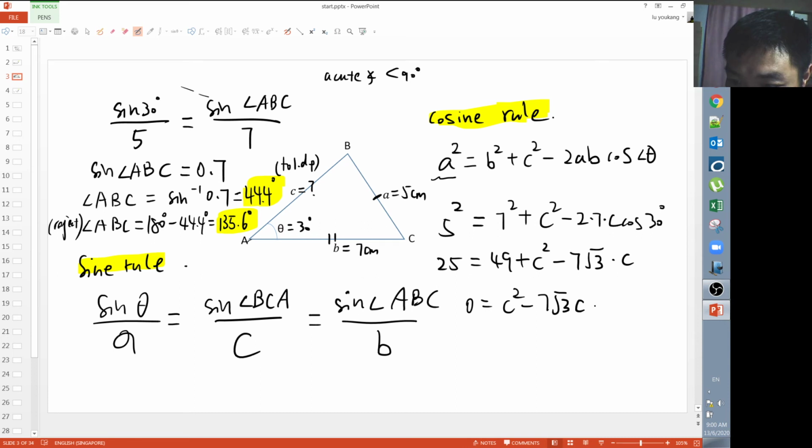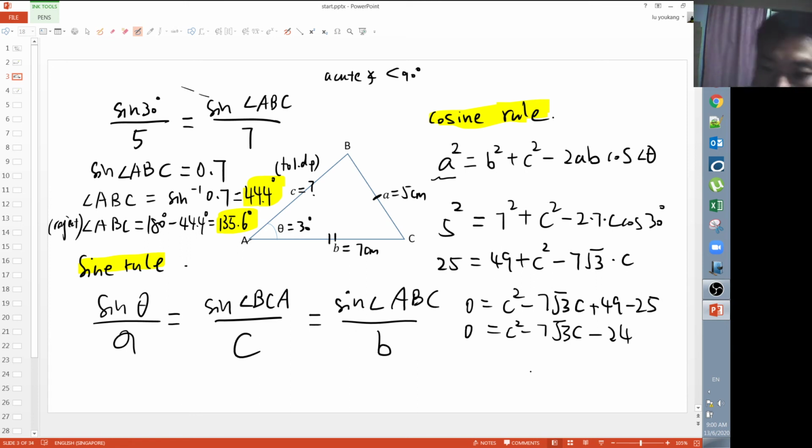quadratic equation. I move my 25 from the left hand side to the right hand side, I get minus 25. And this is your quadratic equation. So now your job is to figure out your quadratic equation.